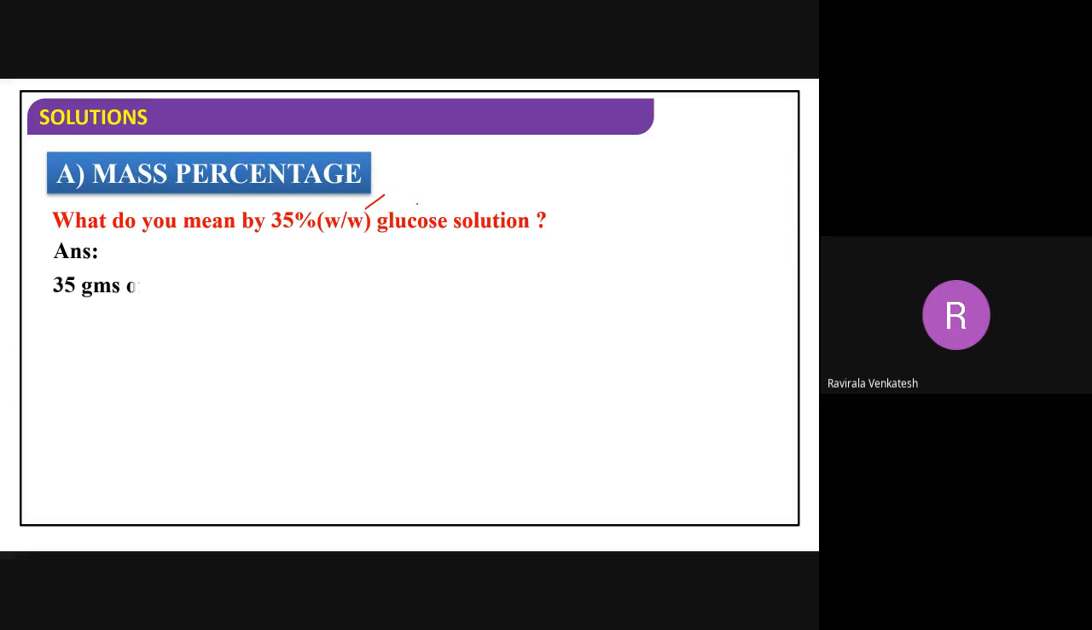So what is the answer now? 35 grams of glucose present in 100 grams of solution. Now, if I say 35% W by W, that means in the data they have given the weight of the solute, the weight of the solution, and also the weight of the solvent.